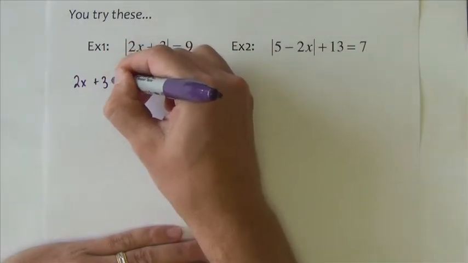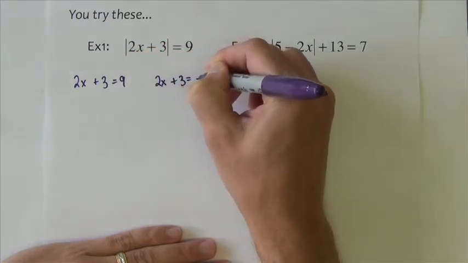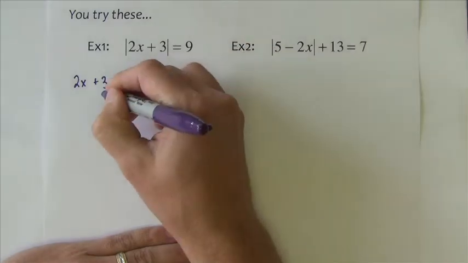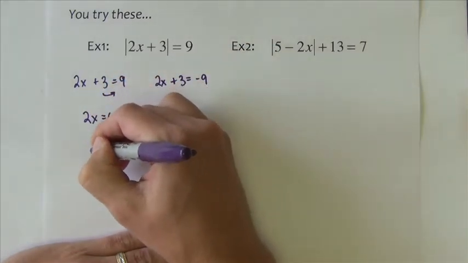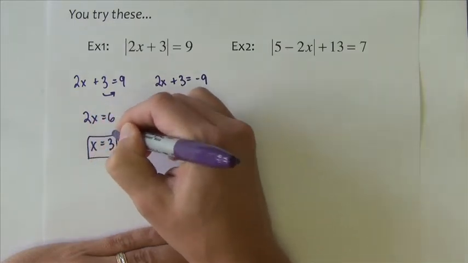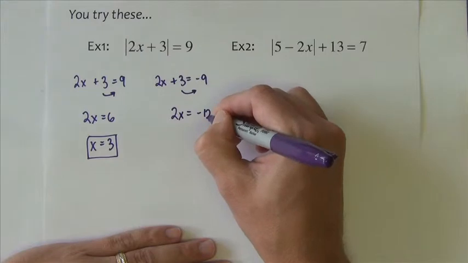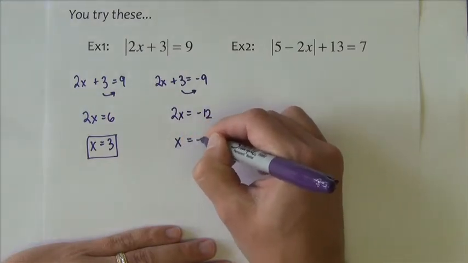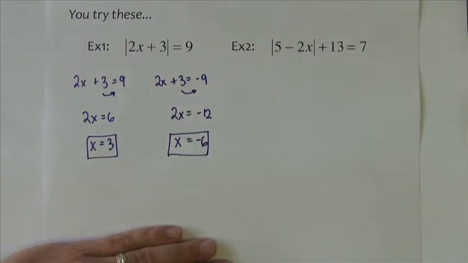2x plus 3 equals 9. 2x plus 3 equals negative 9. So here I subtract 3. We get 2x equals 6. So x equals 3. Here I subtract 3, so 2x equals negative 12, so x equals negative 6. Not much to that one.